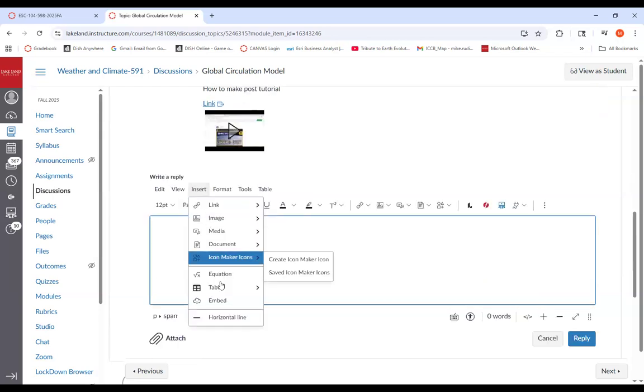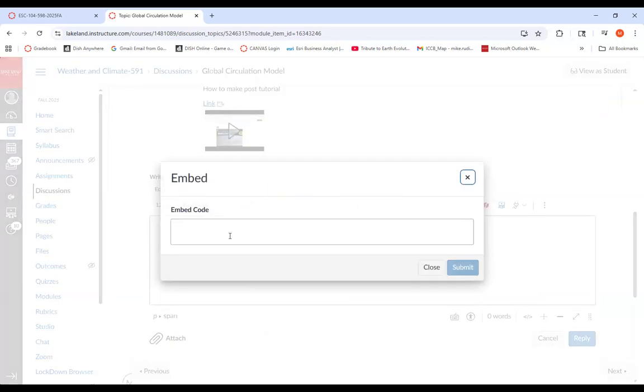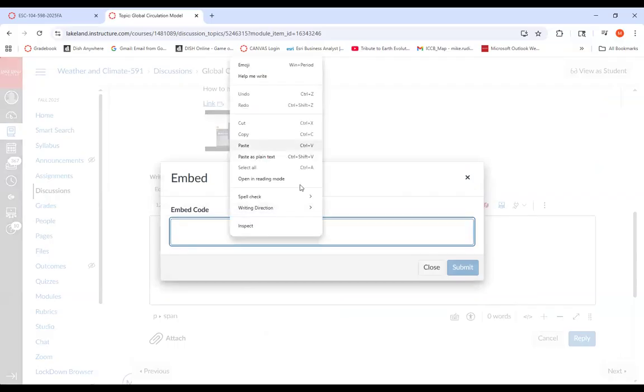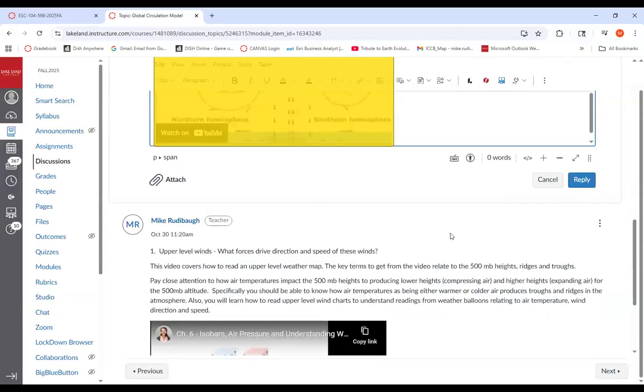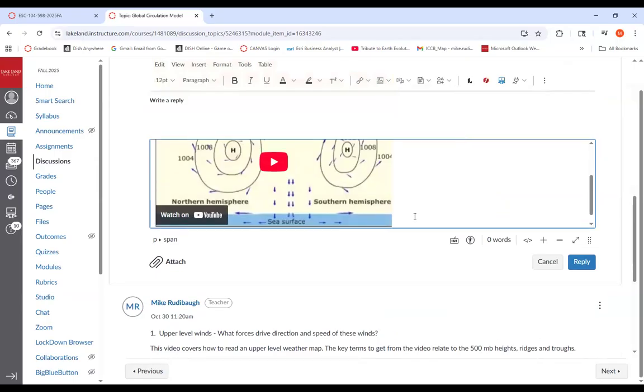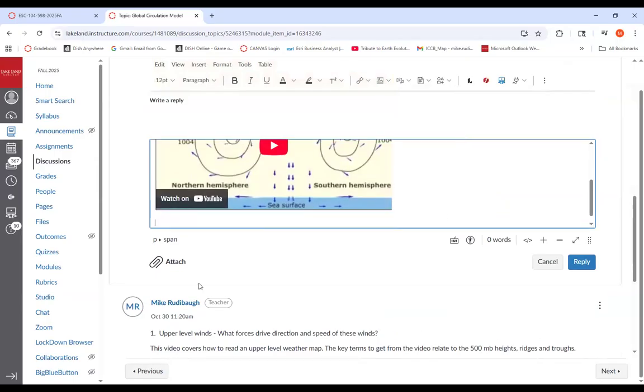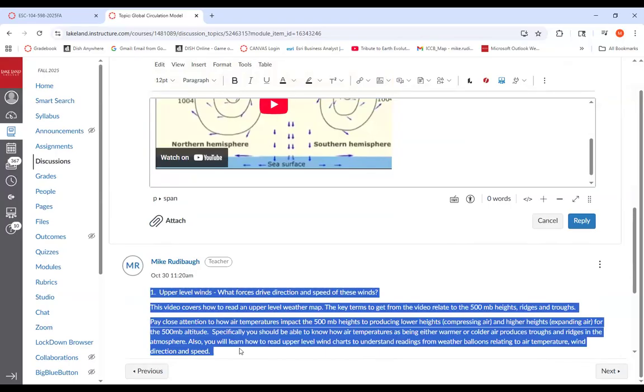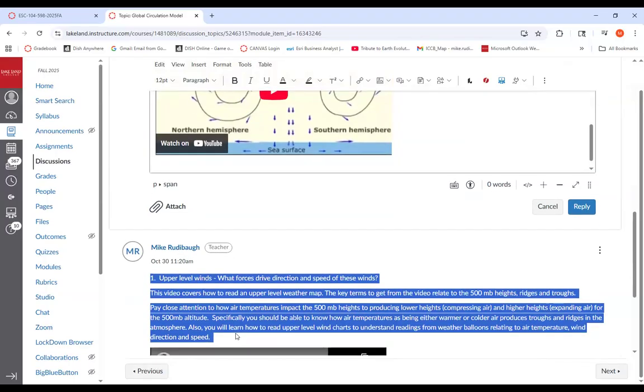So you click reply, and you click insert, and just click embed, right click there, and you can paste, click submit. And you see how that video from YouTube's there? And then you just type your summary right next to it or above it. Does that make sense? Yes, it does.